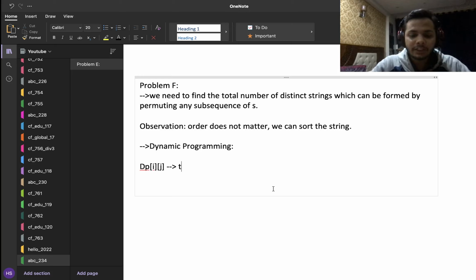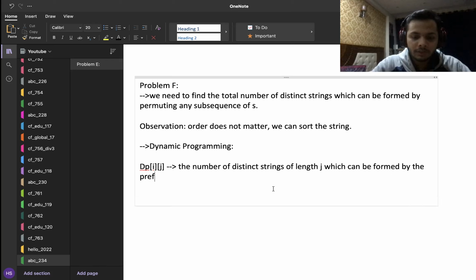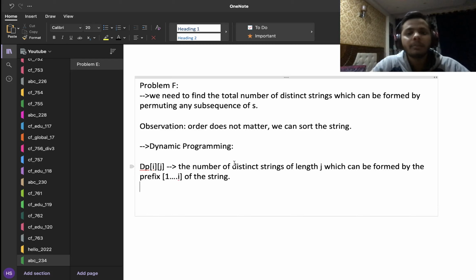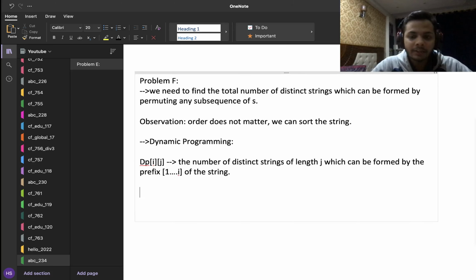So I define DP of ij as the number of distinct strings of length j which can be formed by the prefix 1 to I of the sorted string. I can just omit the word sorted because I am already assuming that I have sorted the string. So yeah, this is what DP of ij is representing. It is the number of distinct strings of length j which can be formed by the prefix of length I of the string.